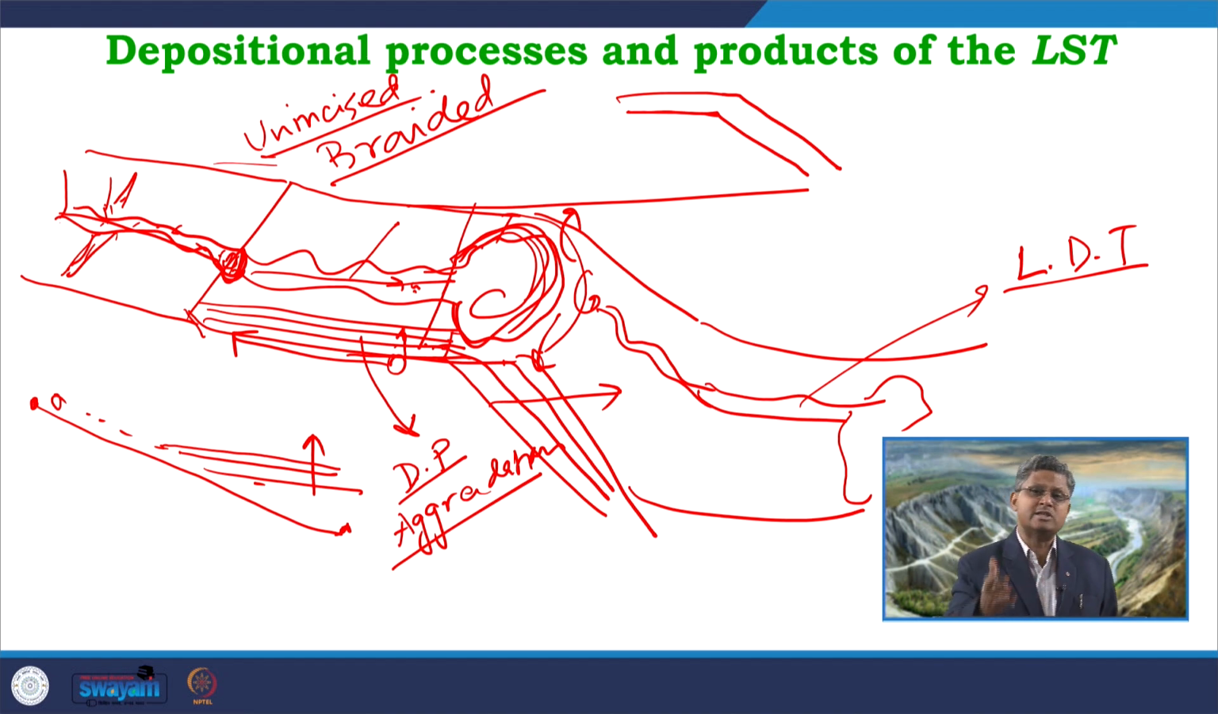Since they are low density, their fluidity will be high. So, they will be carried further and they will be depositing somewhere within the outer part of the submarine fan, toward the distal part of the submarine fan, and they will form low density turbidite deposits.